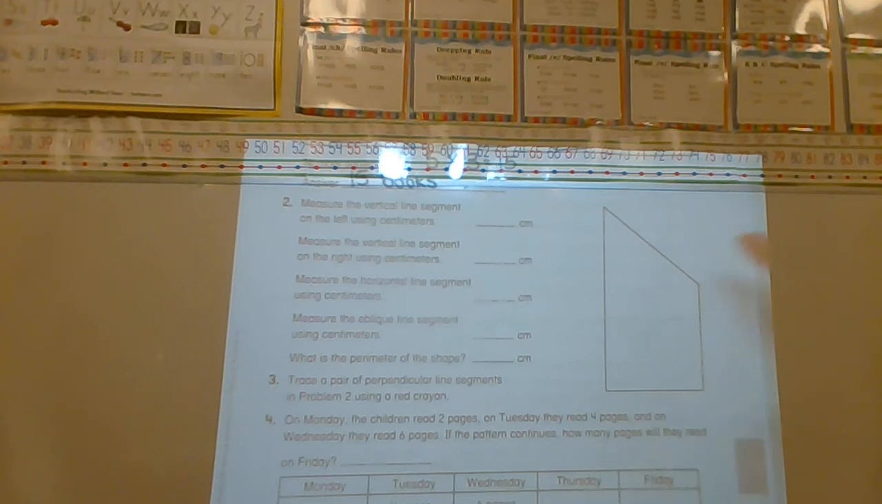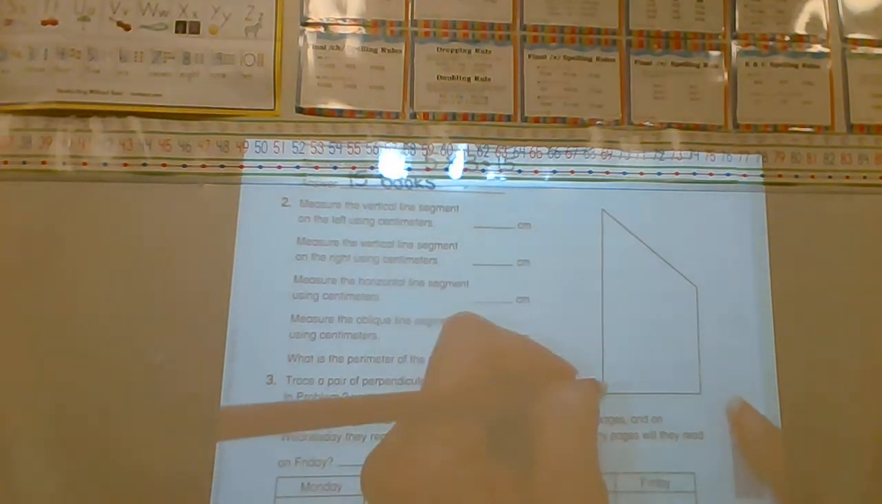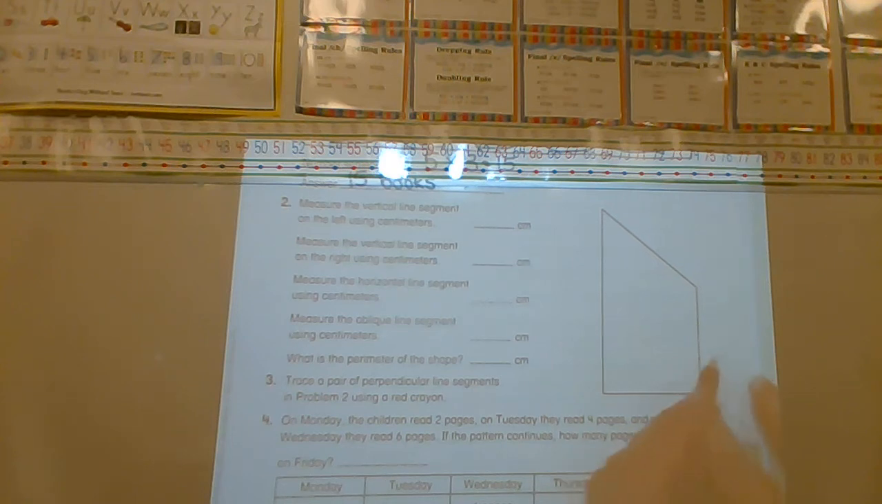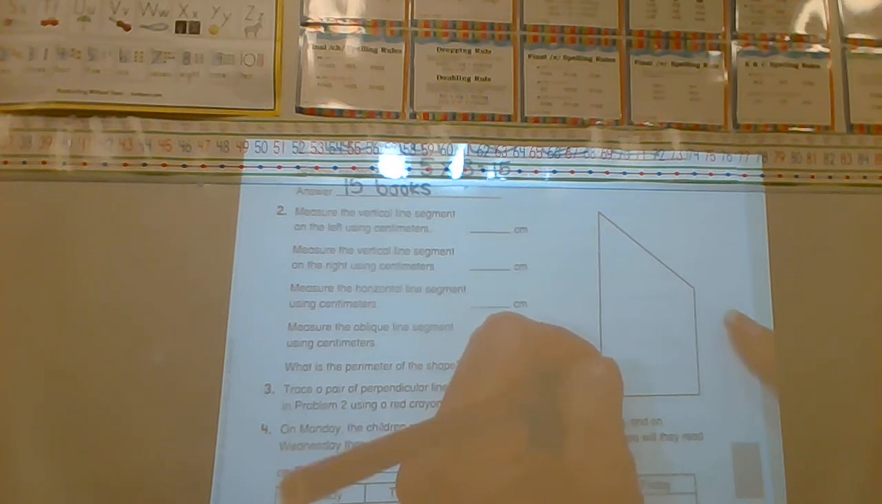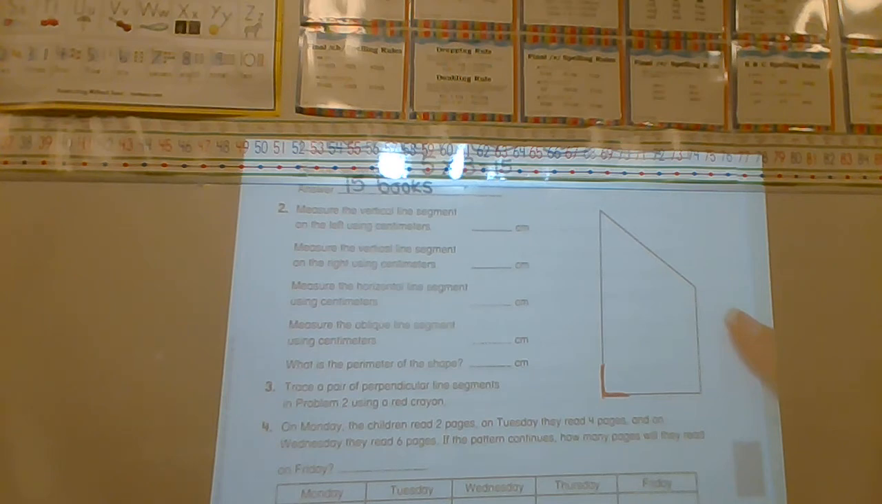What about this one right here? I'll slide it into that corner or that angle. No, he would need to go straight up, straight across. He is not a right angle, so that is not perpendicular. So to trace a pair, I may choose here and here, or here and here. Remember, they just want a pair. That means 2. So here's a pair right there. That is perpendicular. Okay, crashing with the right angle.